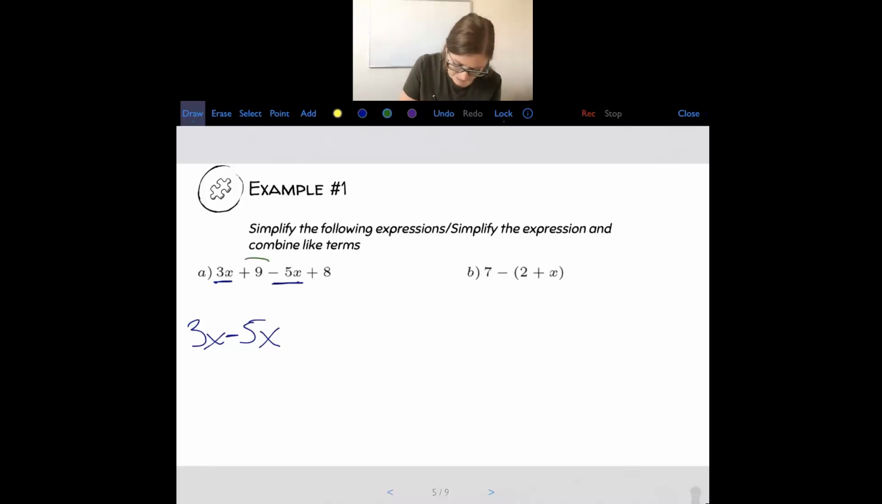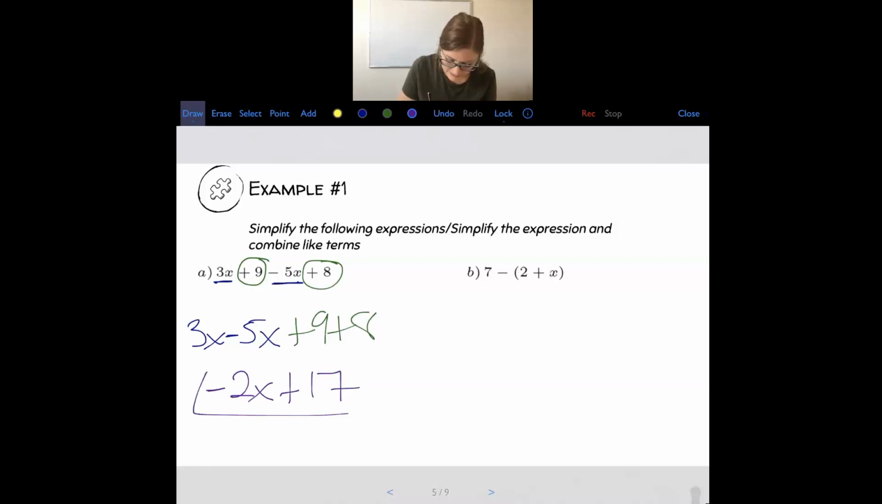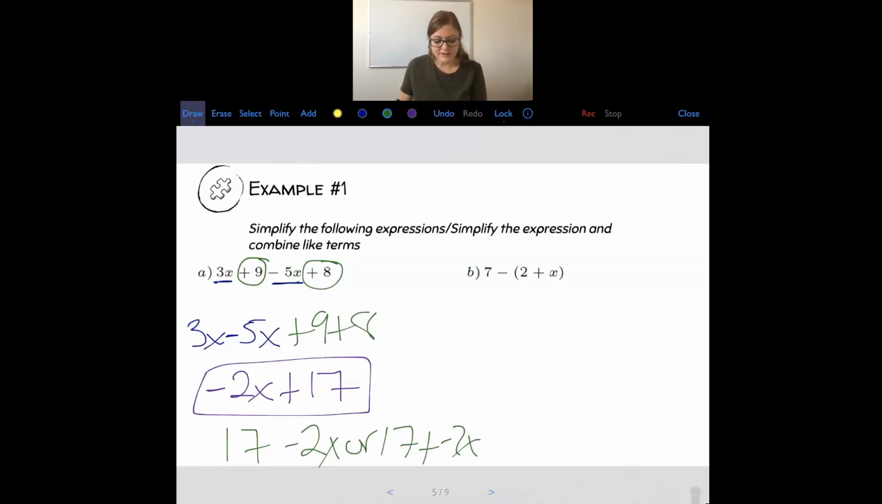We also have +9 and +8. So all I'm doing here is writing them together. And now we can simplify. 3x minus 5x, or think of it as $3 minus $5. You would be -2 or $2 in debt. And then 9 plus 8 is +17. So this is -2x plus 17, or you could write it as 17 minus 2x or 17 plus -2x, as long as your signs are the same. The 2x has to be negative and the 17 has to be positive.